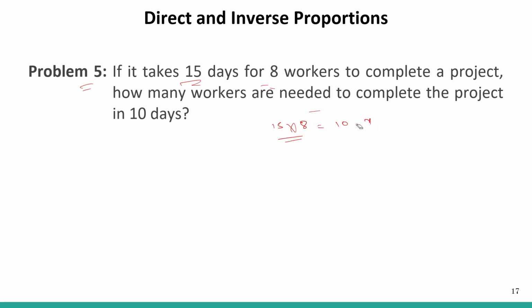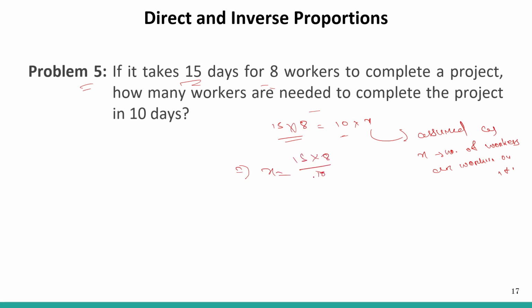So here we assume X number of workers are working on it, and they finish in 10 days. Here we have a deadline and we can put any number of workers. So how many workers do we need? X is equal to 15 into 8 by 10, right? So this is 2, this is 3. So 3 into 8 is equal to 24 by 2 is equal to 12, right? So 12 is the correct answer.